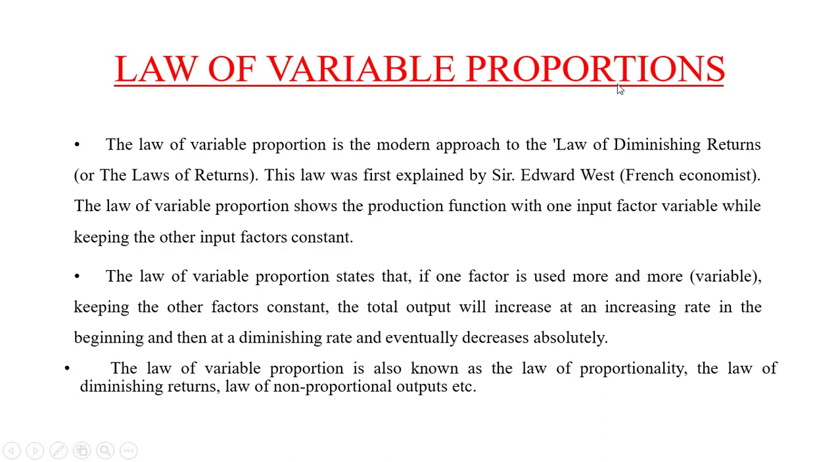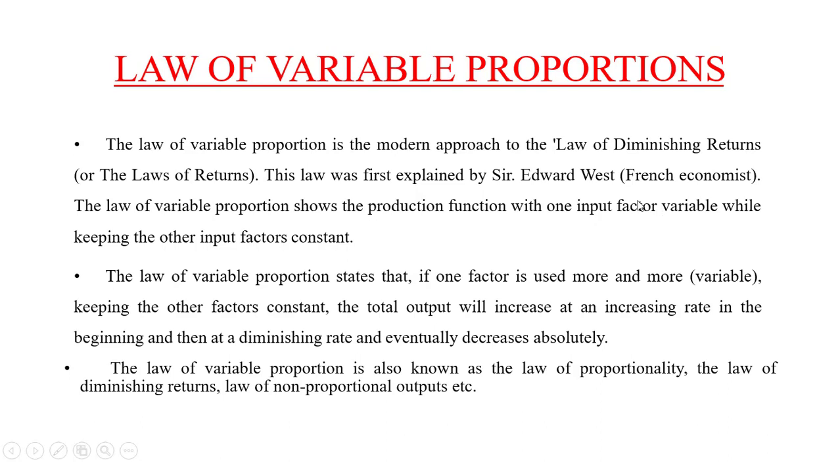But in case of law of variable proportion, it is related with production. Just try to know the difference of these two laws. Law of diminishing marginal utility is related with consumption, how much satisfaction it gives you. And law of variable proportion, or law of diminishing return, it is the same thing. Okay, law of diminishing return you can say, or law of variable proportion you can say. So when the law of diminishing return is there, we talk about the production function.